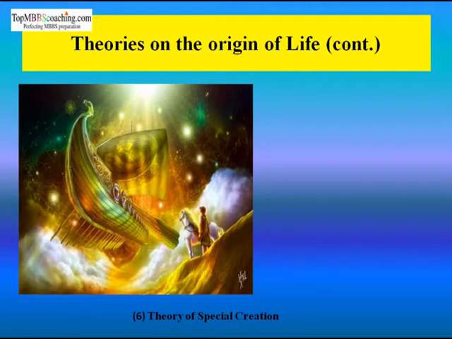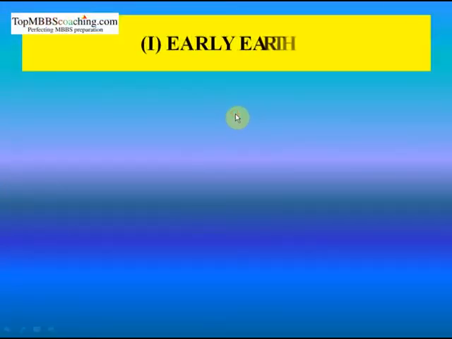According to Hindu mythology, Brahma created various forms of life at one stroke, and Manu and Shraddha were the first man and woman on the earth. So this is the theory of special creation. Next is early Earth.